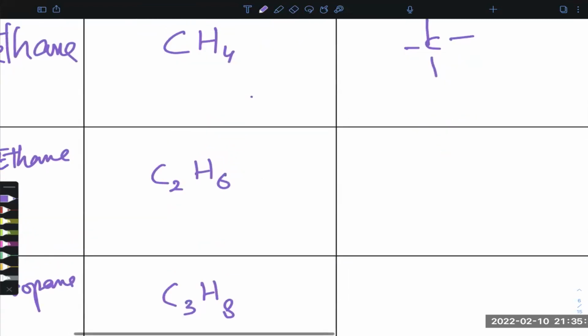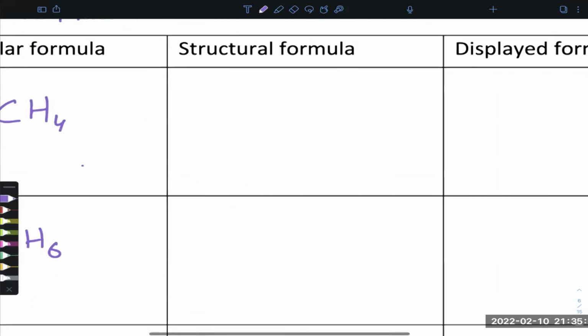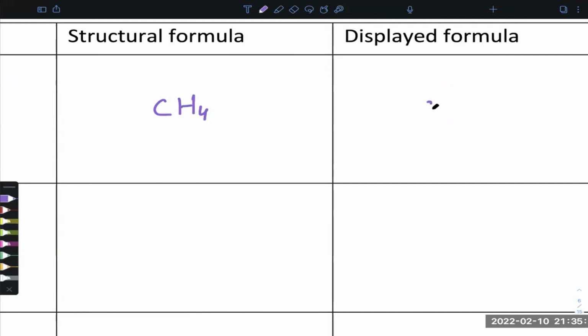Next, 2 carbons. Sir, this is not the displayed formula. 2 carbon. Oh sorry, this is the displayed formula. The structure formula of this will be C, and the displayed will be this. Then the structural formula is the same, right? Sir, its structural formula will be the same. As the molecular formula, yes.